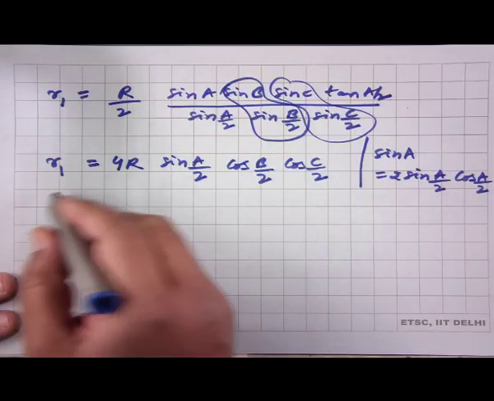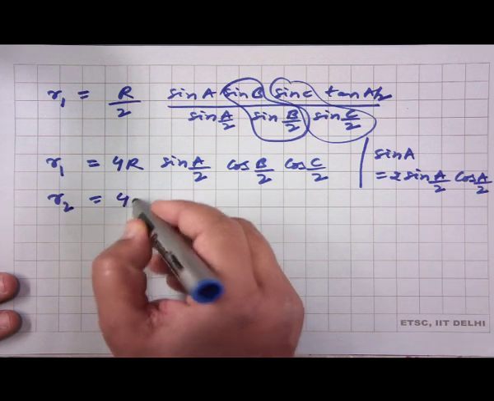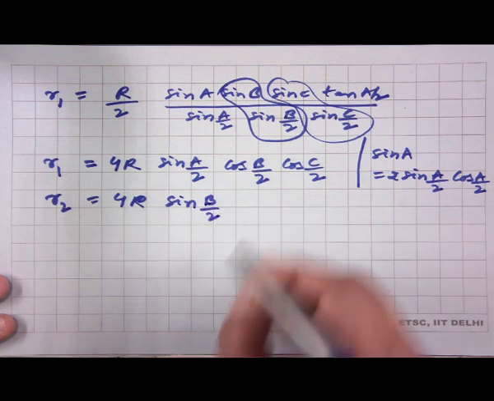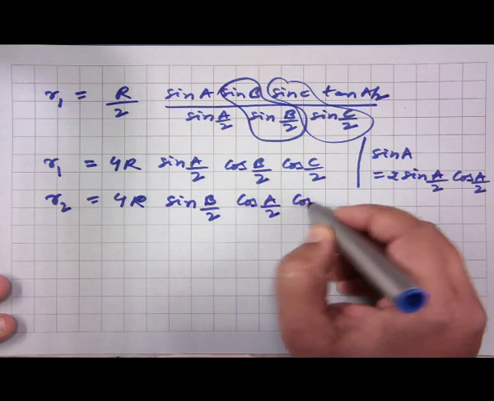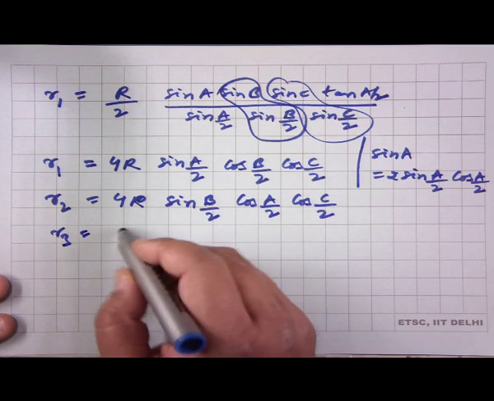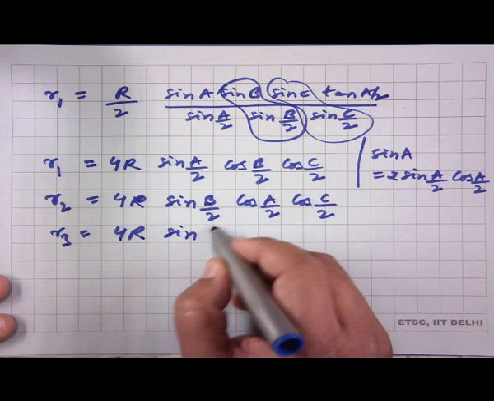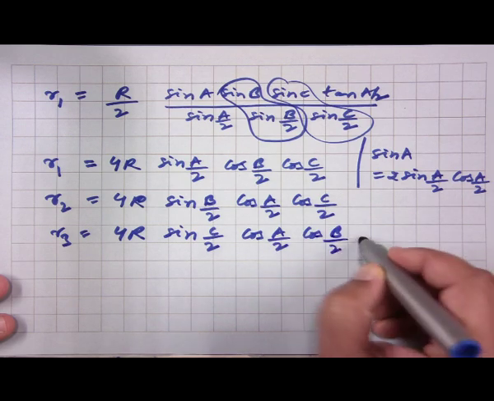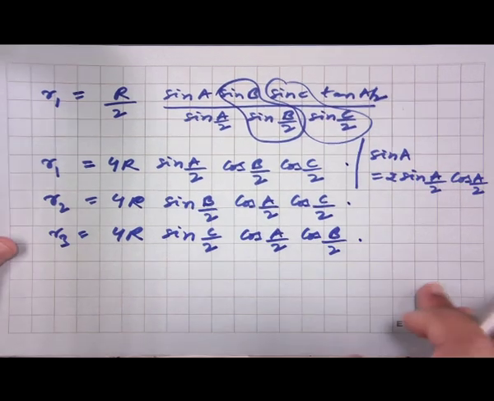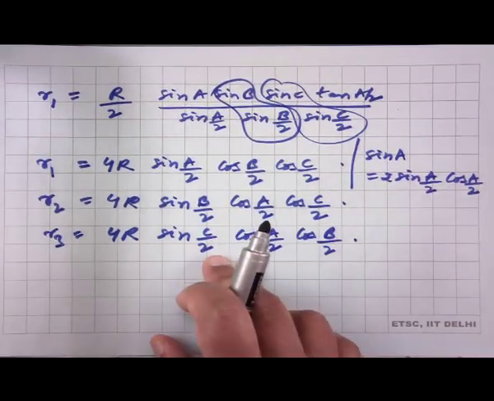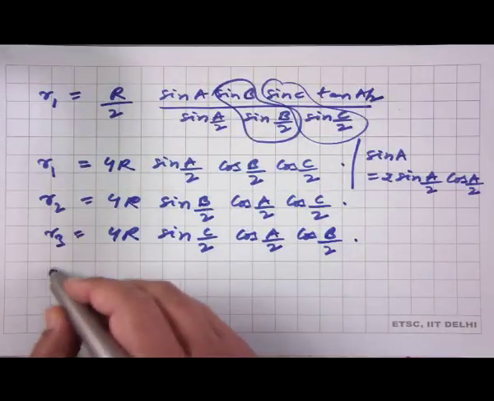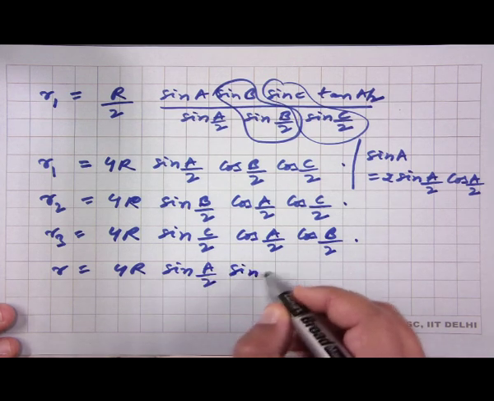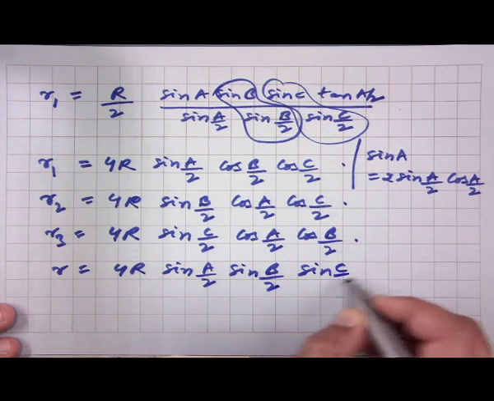So, just like we did for R1, we can also show that R2 is equal to 4R times sin B by 2 into cos A by 2 into cos C by 2, and R3 is equal to 4R times sin C by 2 into cos A by 2 into cos B by 2. So, let us now use these expressions on the left hand side, and of course, we also have r equal to 4R into sin A by 2 into sin B by 2 into sin C by 2.